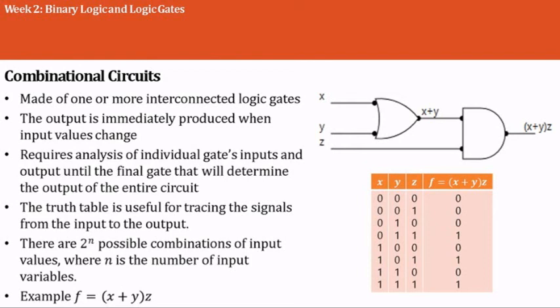Next, let us look at a combinational circuit. A combinational circuit is made of one or more logic gates. What is perhaps noteworthy about combinational circuits is that the output is immediately produced when input values change. To arrive at the final output of the logic circuit, we must first consider the inputs at every logic gate and evaluate the individual outputs until we arrive at the gate that will determine the value of the final output.